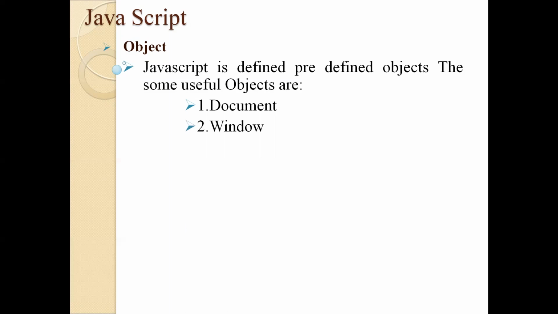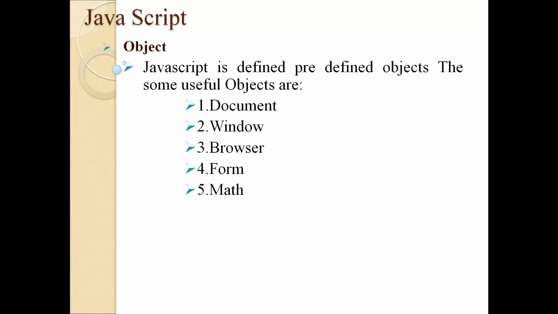Second one, window. I will explain each and every object in detail. First, let us have a look at the different objects which are predefined in JavaScript. So window is the second one, then the third one, browser. Fourth one, form.